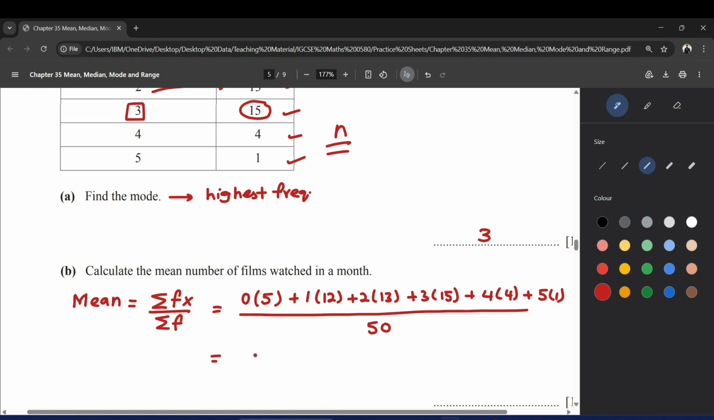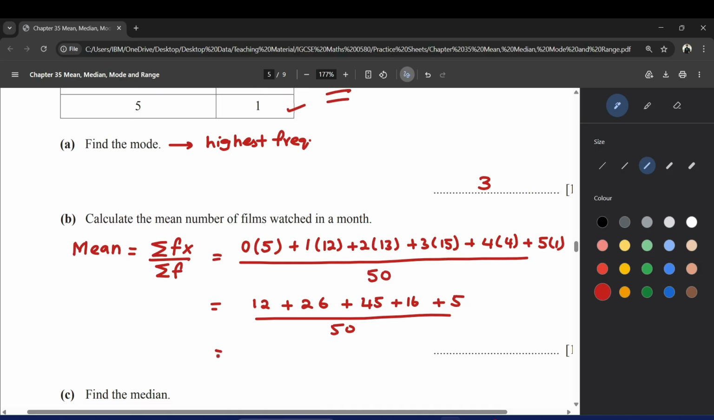Okay, so here let me first write them separately. So this is 12, 26, then 3 times 15 is 45, then we have 16, then we have 5, divided by 50. So let me add them up. This comes out to be 104 divided by 50. So this gives us 2.08. So that would be my mean number of films that were watched in a month.